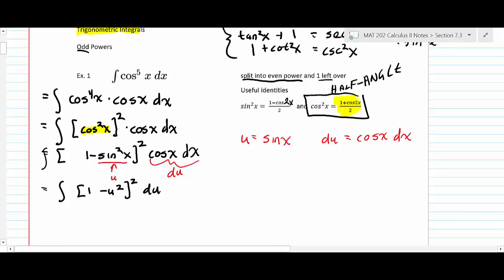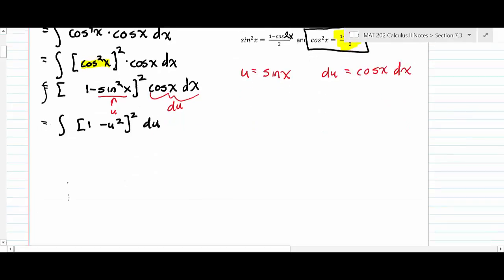Okay, now I think we can handle that integral. How would you go about doing that integral probably? Just multiply it out, right? Multiply it out and then it's power rule. So this one turns out to be pretty nice, okay?